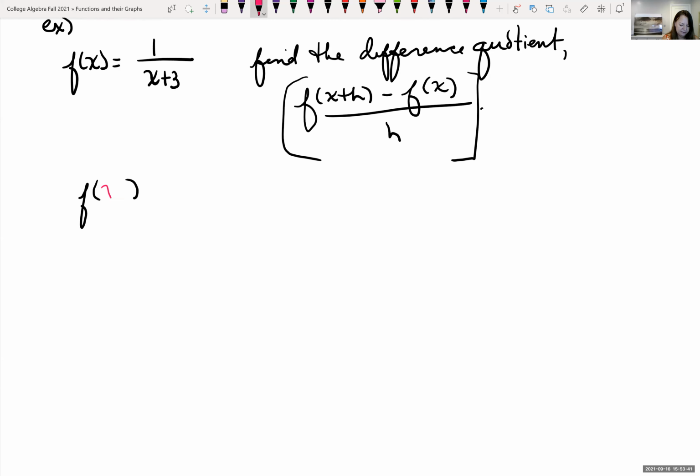Let's look at first, what is f of x plus h? All that's telling me to do is go back into my function f of x, and wherever I see an x, I'm going to replace it with x plus h. So this is equal to 1, I see an x there. A lot of times I'll just put parentheses where I'm going to go back in and substitute. So parentheses plus 3. Now we replace where that parentheses is, where the x was in our original function, with x plus h. And so this would give us 1 over x plus h plus 3 in the denominator.